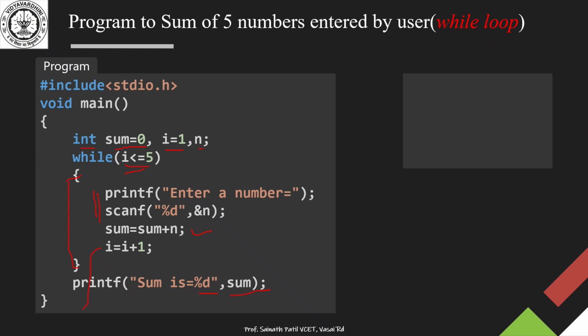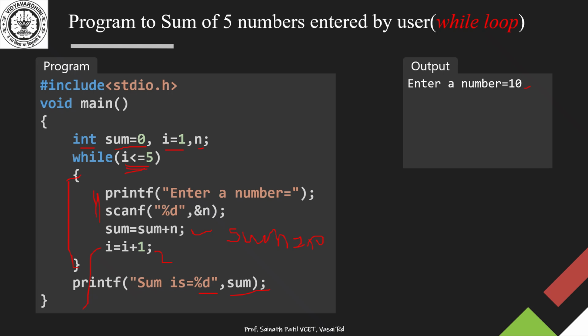Once you execute this program, initially when I start execution, i is equal to 1, it is less than 5. So it will ask the user to enter a number. The first number I entered is 10. Then sum is equal to sum plus n. The value of n is 10, and initially sum was 0. So it will assign a new value to the sum, that is 10. Sum is equal to 10. Then it will increment, i becomes 2. So it will check the condition again, it is less than 5, yes.